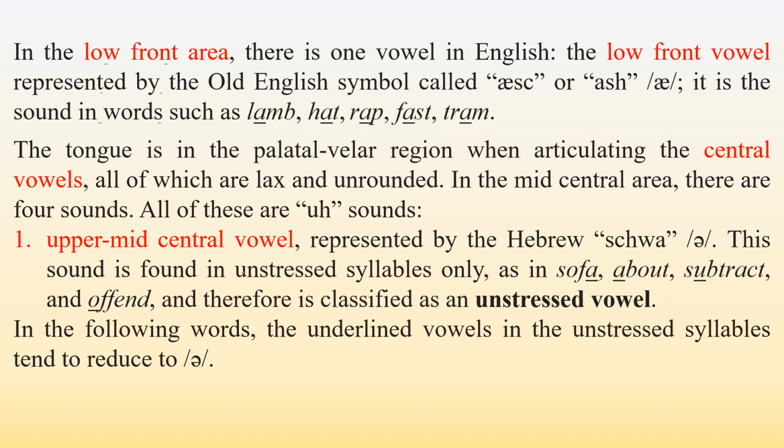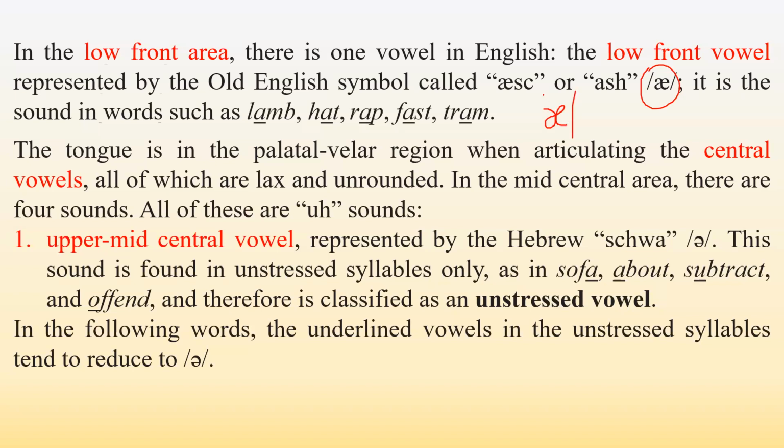Okay, so back to the note. In the low front area, there is one vowel in English, the low front vowel. These types of vowels are given in red color on screen so that if you are referring to the screen, you can easily find them. This is represented by the old English symbol called ash. This is the symbol. And this is also a very common sound, of course. It is the sound in words such as lamb, hat, rap, fast, tram. It's called ash. We write the symbol like this.